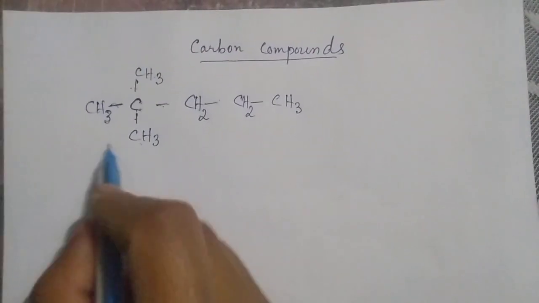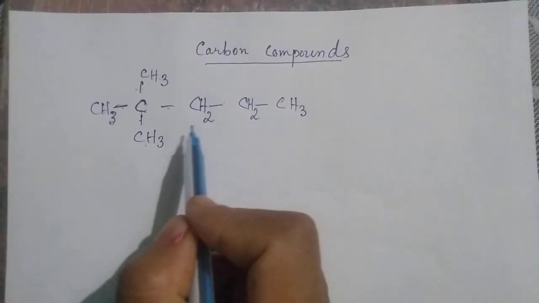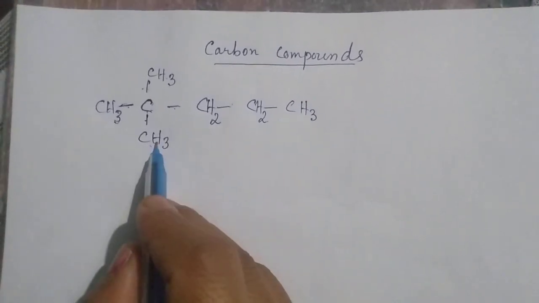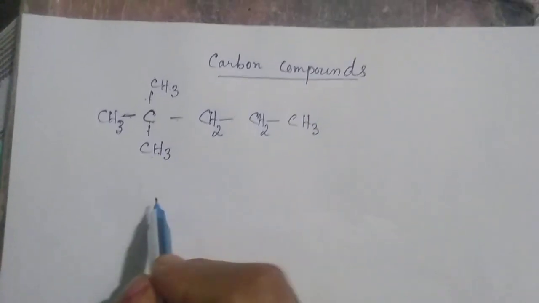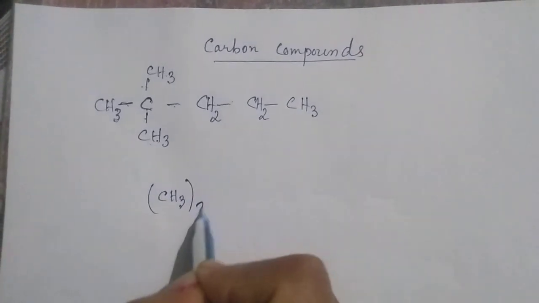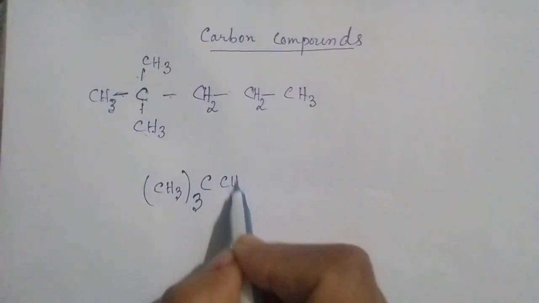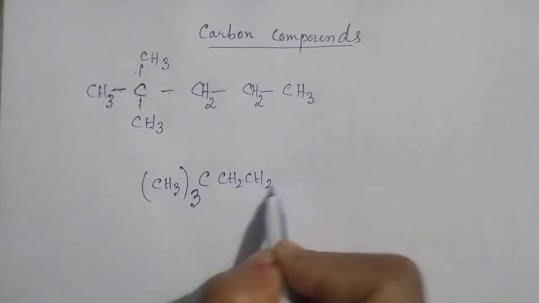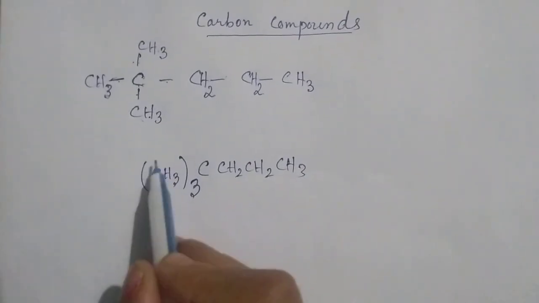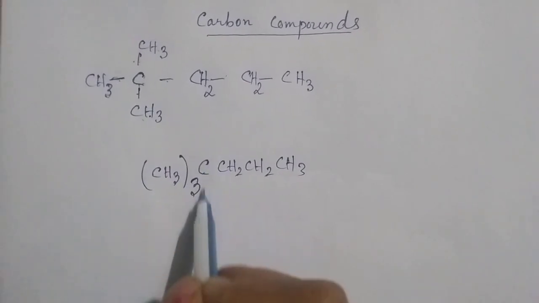Okay, now how to write the formula? We have written the structure, so now how to write in the form of formula? So when I say how many CH3 are here, CH3 we can write as this. Okay, in this way, carbon, then CH2, CH2, CH3. So this means there is branching. The bracket indicates there is branching. This carbon is connected in the branch way.